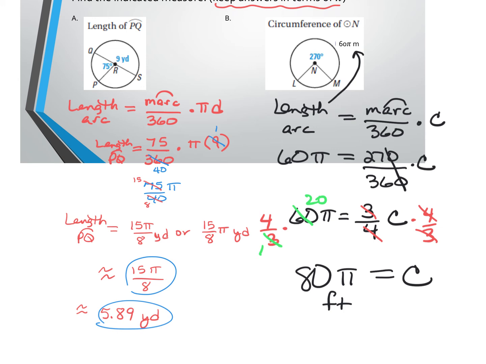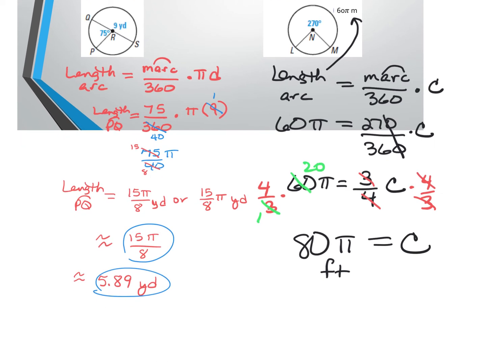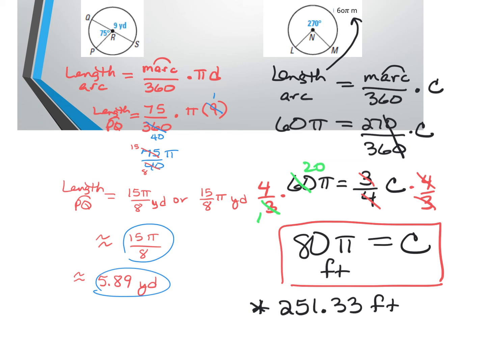Now, if it said to round to the hundredths place, then I would take 80, multiply it by pi, we just touch the pi button, and I get 251.33 feet. So this would be the answer using the pi button. This is the answer left in terms of pi. So they will specify when they want terms of pi. If they don't specify, you're using your calculator.